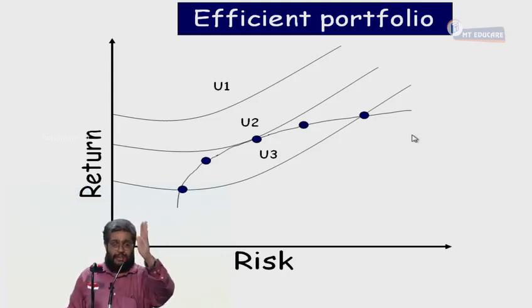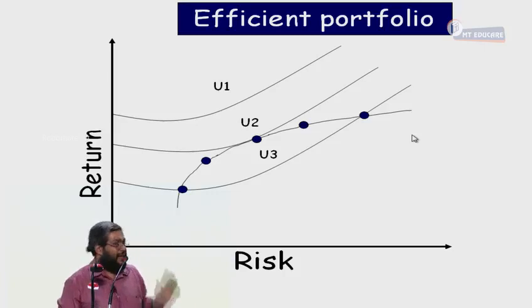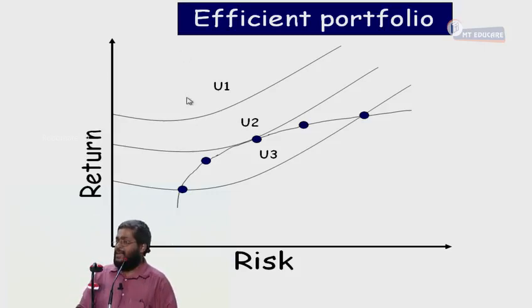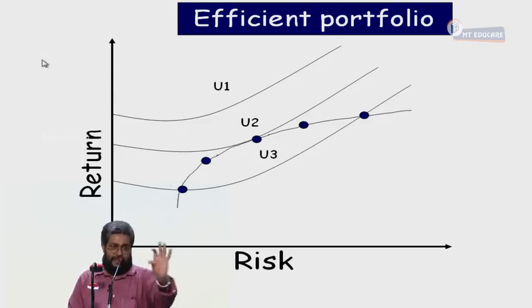Steeper utility curves will be there if I am averse to taking risk. And the shallow ones will be there if I am willing to take a risk and so on. Can I proceed or not? Now, let us see what is going to happen. I go into the market with a set of utility curves.